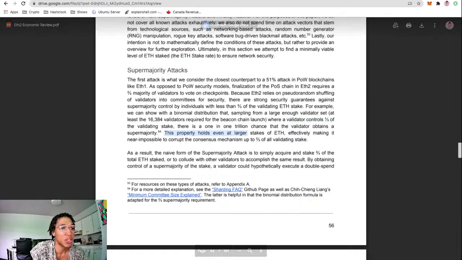This property holds even at larger stakes of ETH, effectively making it near impossible to corrupt the consensus mechanism up to 2/3 of all validating stake.